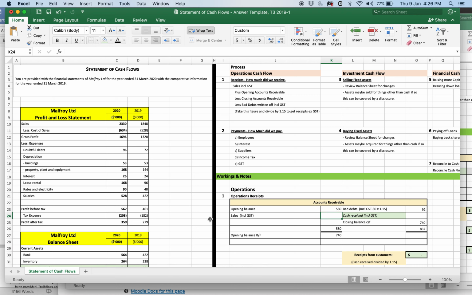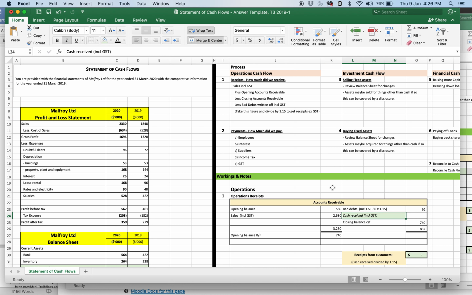What were our sales for the year, including GST? We're working including GST at this point. We break the GST out when we get down to the figure for the cash flow statement. So we know what our sales are. We pick that up from there. But we need to add the GST on, times 1.15 gives us the GST inclusive figure.